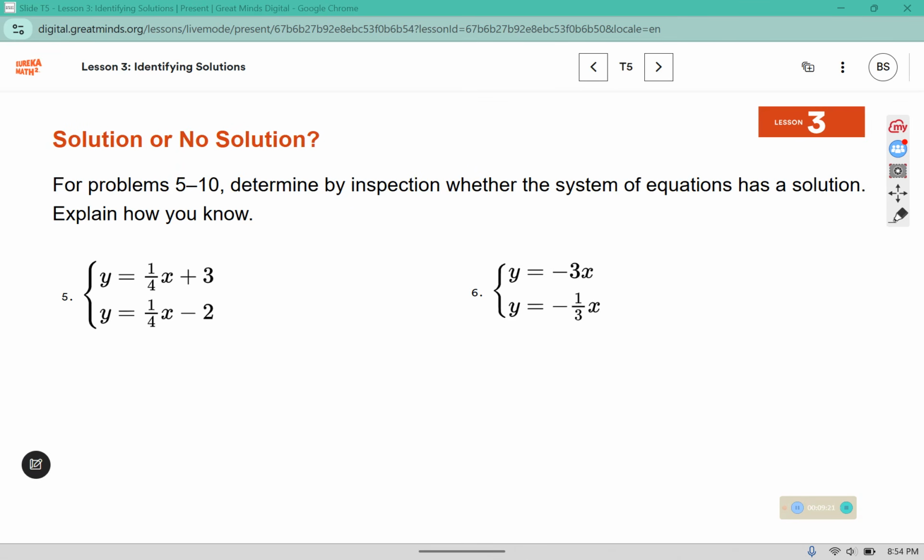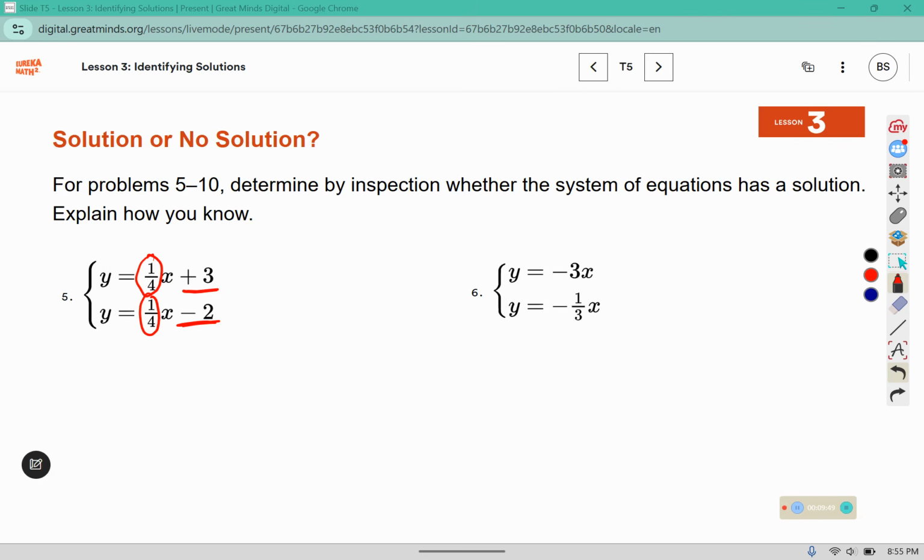For problems 5 through 10, determine by inspection whether the system of equations has a solution and explain how you know. So we don't actually have to figure out what point they cross at. We just have to determine if they intersect and how we know. If the equations have the same slope and different y-intercepts, they are parallel.